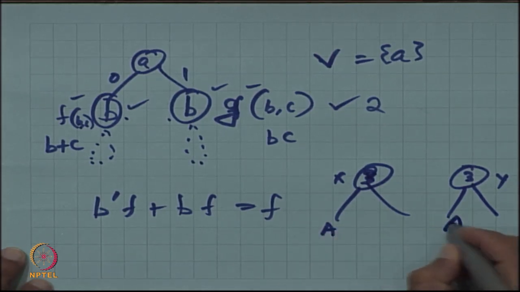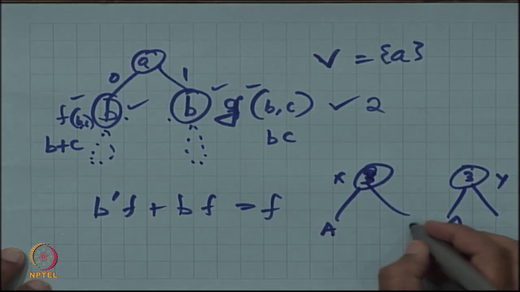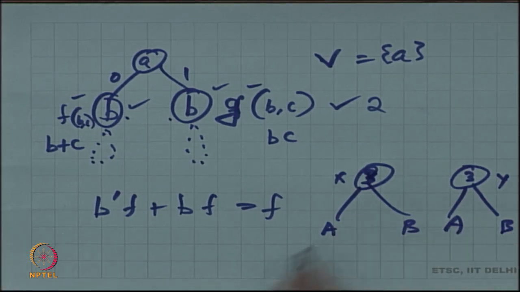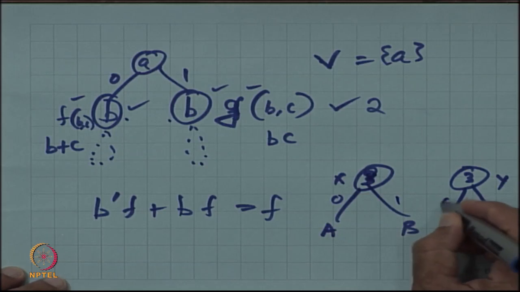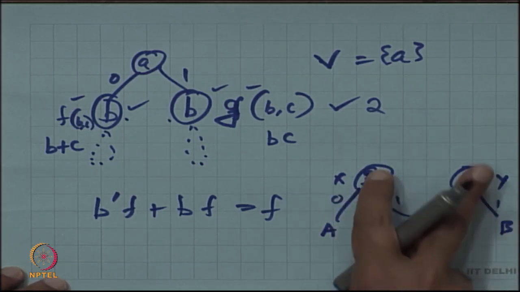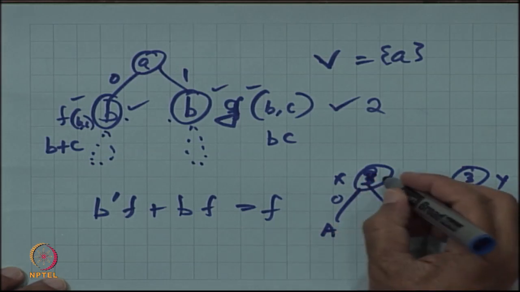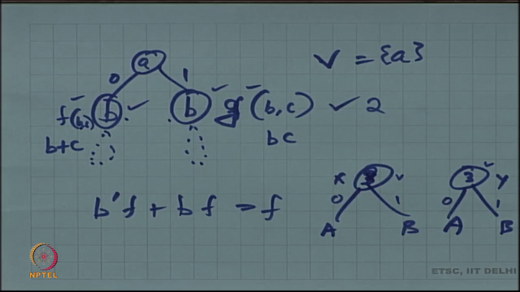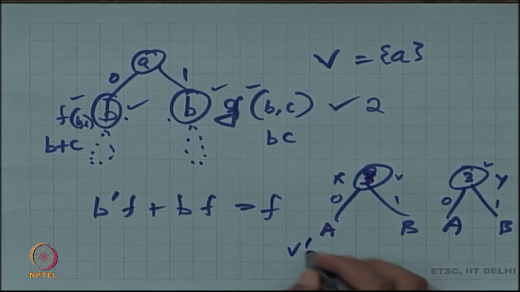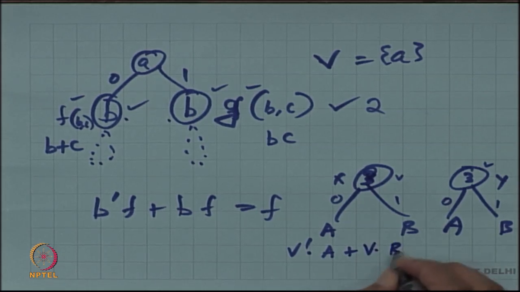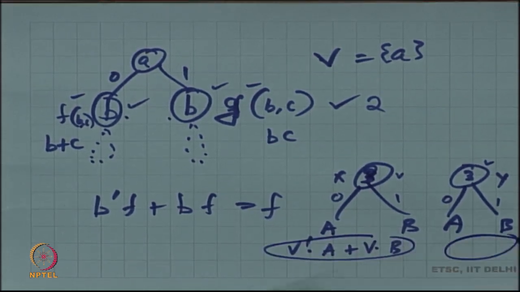If the left labels match and the right labels also match, what does it mean? The expansion would be the same for both of these. Whatever that variable is, that is common, so V is that variable. Then you have this situation of V prime times A plus V times B in both the cases.